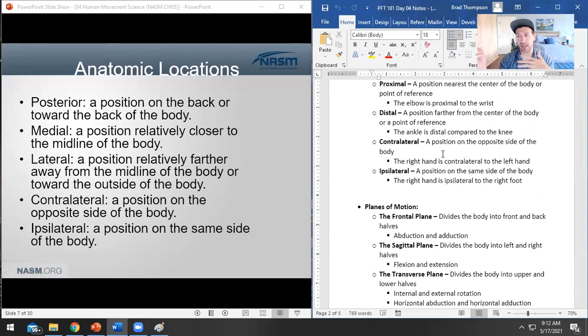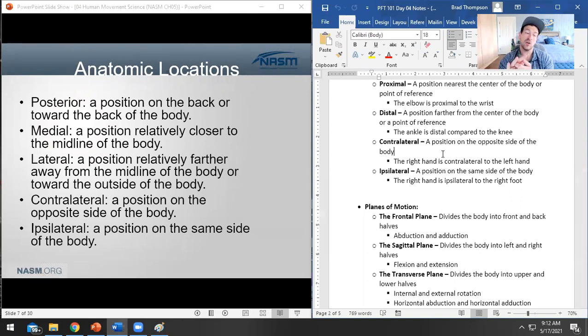And then we have ipsilateral, which is a position on the same side of the body. So your right hand is ipsilateral to your right foot. A lot of times, where we will often see those terms get used is when we are looking at injuries or movement compensations.